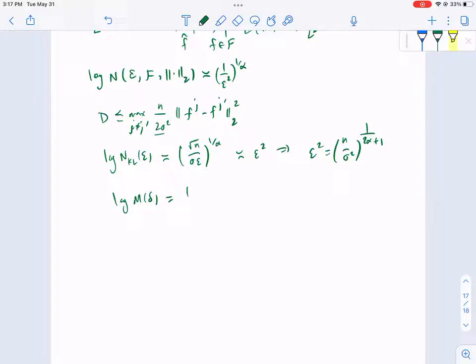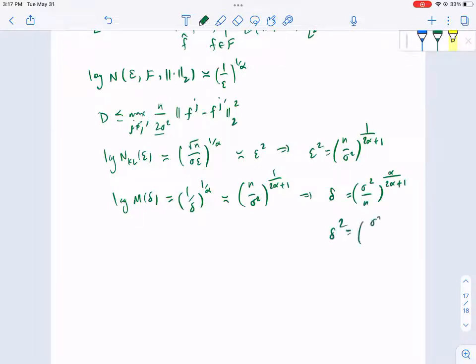It's like 1 over delta to the 1 over alpha. This, you set roughly equal to epsilon squared, which is n over sigma squared to the 1 over 2 alpha plus 1. And then this gives you delta, hopefully something like that. This was very fast, but delta squared is sigma squared over n to the 2 alpha over 2 alpha plus 1. Yeah, I wish we could do it a bit better.